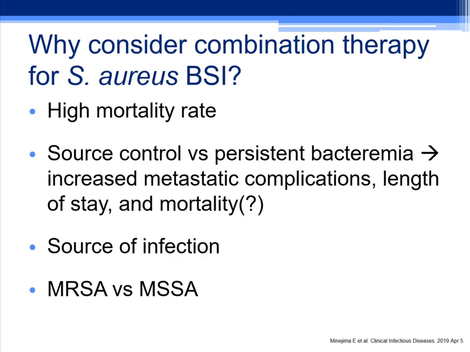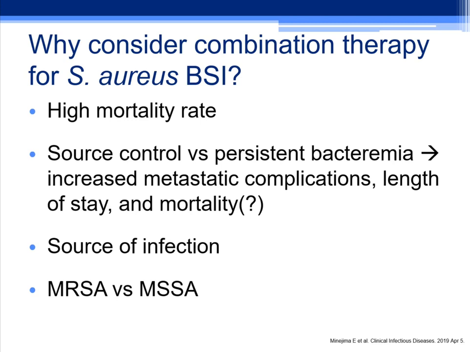So, things to consider: why would we consider combination therapy for Staph aureus bacteremia? One, it does carry a high mortality rate. The second point is source control versus persistent bacteremia. And we do know in some cases that we will be unable to get source control. Some of our IV drug users that have endocarditis, some patients with osteomyelitis unwilling to have removal of the joint and/or bone or area that has the infection. Sometimes we actually can't find the source.